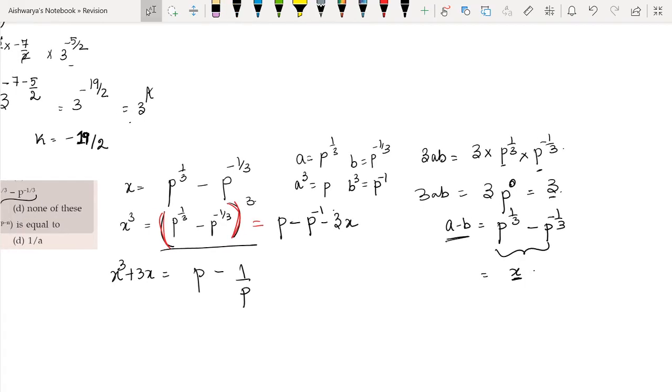Take a look at the solution. It is very simple if you do it systematically. Do each of the terms separately like this. It becomes very, very systematic.